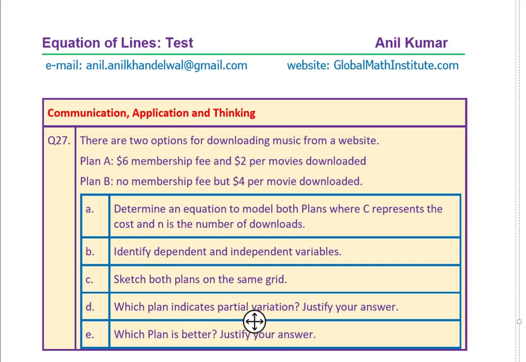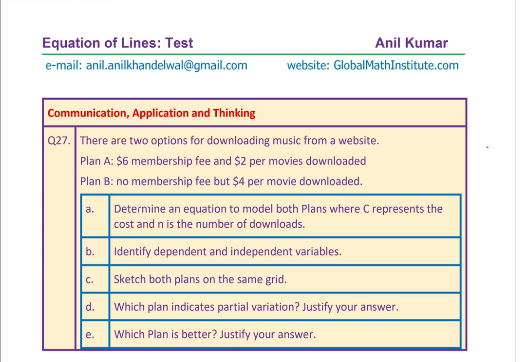Perfect. Question 27. Now this is an application question. There are two options for downloading music from a website. Plan A, $6 membership fee and $2 per movie download. And plan B is no membership fee but $4 per movie download, correct? So these are the two plans given to you. Based on that, we have 5 questions here.